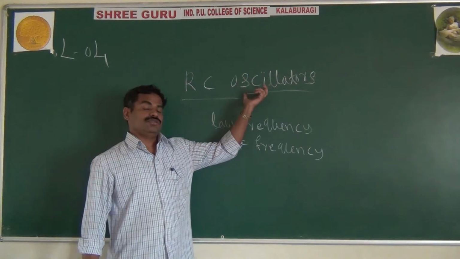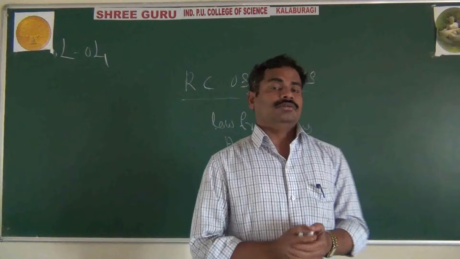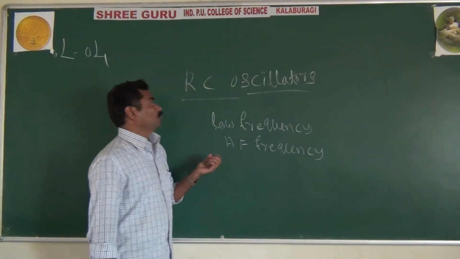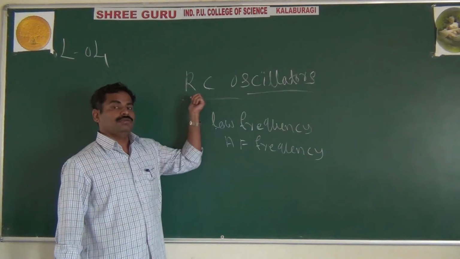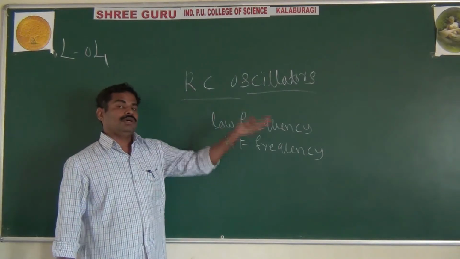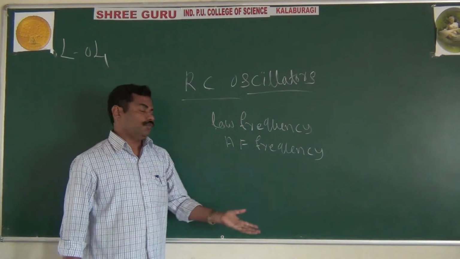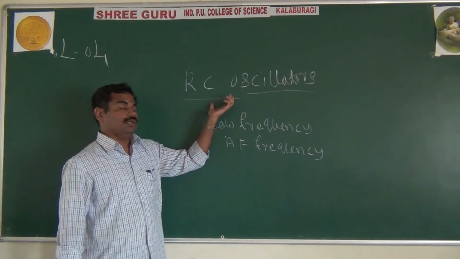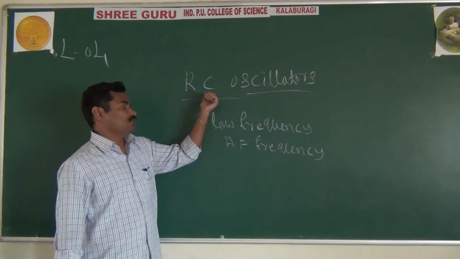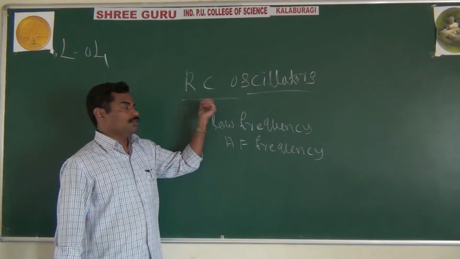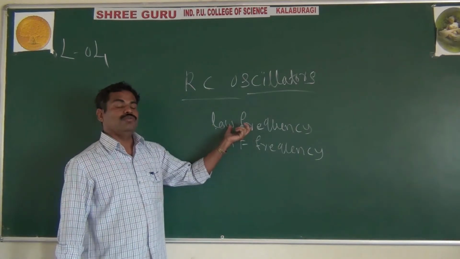To generate the low frequency signal, or the audio frequency signal, we are using the RC oscillator. In the RC oscillator, in the feedback part we are using an R and C combination. Just as in the LC oscillator the feedback part uses L and C, in the same way in the RC oscillator the feedback part uses R and C components. That is why it is called an RC oscillator, and it will generate the low frequency signal.